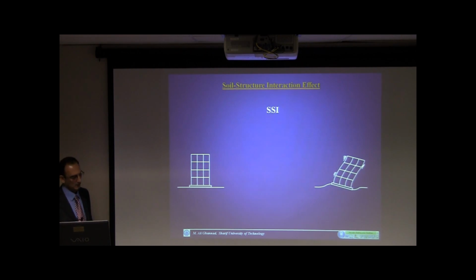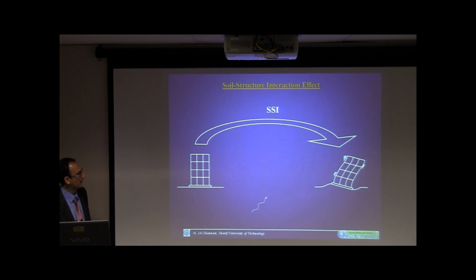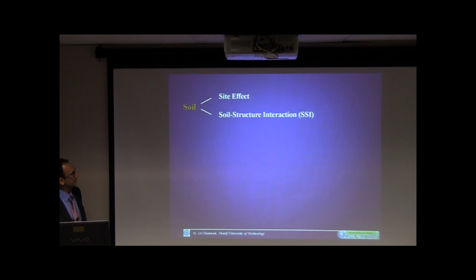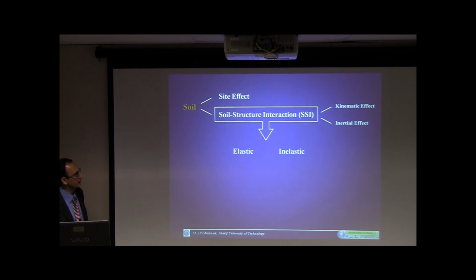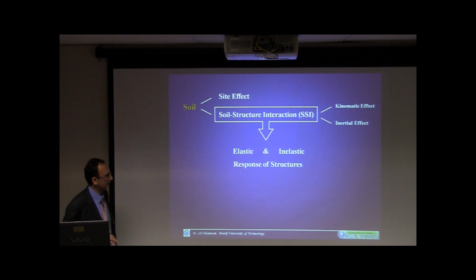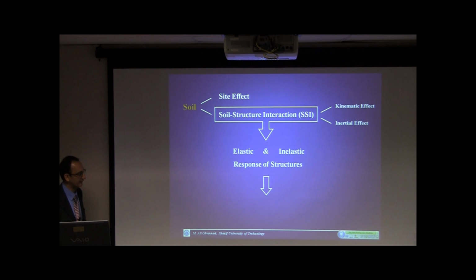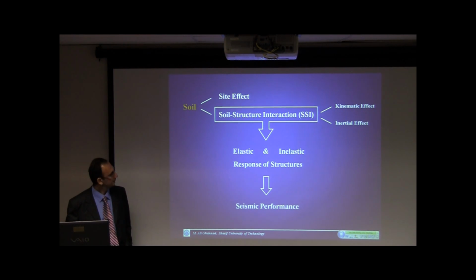So it's the kinematic interaction effect and the inertial interaction effect. Because we use these terms, I just wanted to mention them for those who are not familiar with the field. After this introduction, we can classify the soil site effect and the soil structure interaction effect, with kinematic and inertial effects. And of course, the soil structure interaction affects both the elastic and inelastic responses, and finally, of course, affects the seismic performance of the structure.